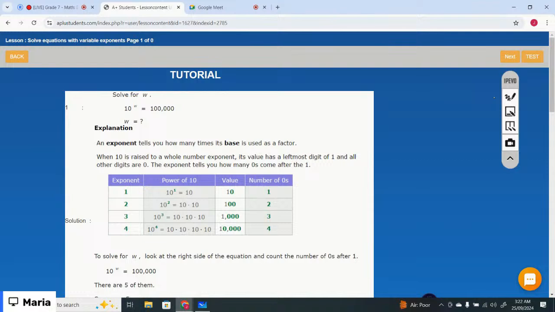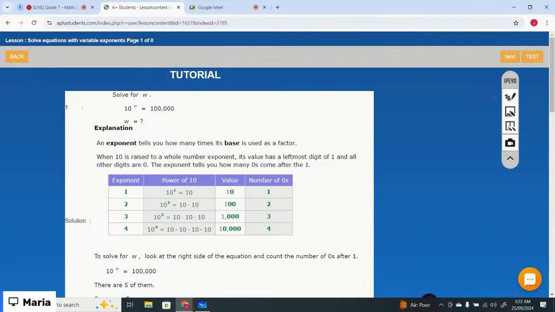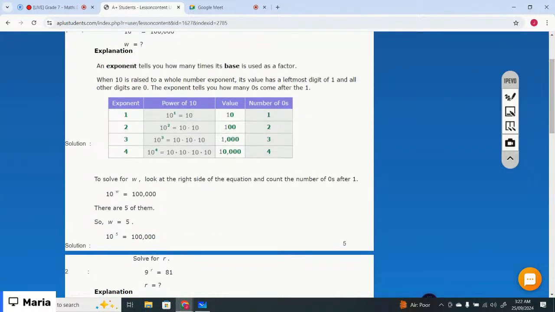For example, when you have 10 exponent 1, you have 1 zero. When you have 10 exponent 2, you have 2 zeros. When you have 10 exponent 3, you have 3 zeros. So the number of zeros depends on the exponent. So you have 1, 2, 3, 4, 5 zeros here. That means that is 10 exponent 5. The correct option is 10 exponent 5.